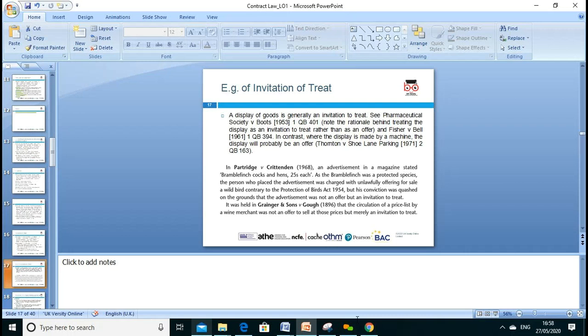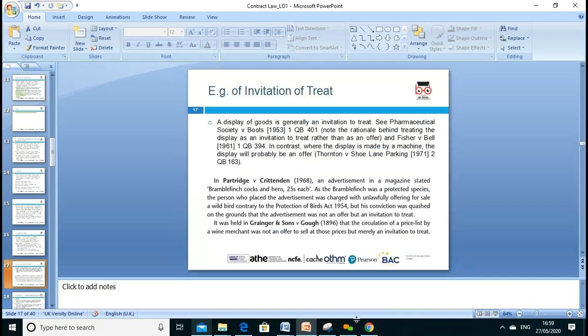We'll go through this. If we look here, there's an advertisement in a magazine stating something is 25 cents each. Now they placed an order, and later on they said no. What do you think? Does it become a contract? Can they change the price or change the offer? These are all case laws. What do you think in this case? These are two case laws, Fisher and Bell. A display in a machine is probably an offer.